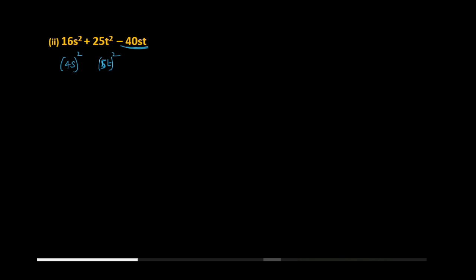If we are checking, if our a is 4s and b is 5t, when we are checking 2 into ab, what will we be getting? 2 into 4s into 5t, nothing but 8 5s are 40st. Yes, we are getting 40st. And look at this, it is very important. The middle term sign is minus.